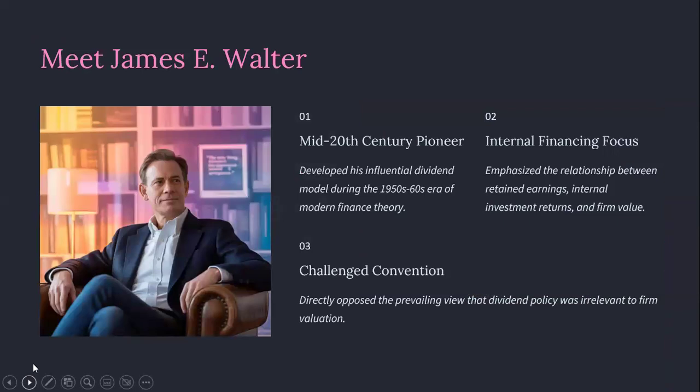Now, who is James Walter? He was a financial researcher. He developed his model during the 1950s and 1960s era. He is recognized as a modern financial analyst. According to him, if I have more retained earnings and more internal wealth creation, it will create more investment returns and indirectly the trust among the investors, and increase the value of the firm.